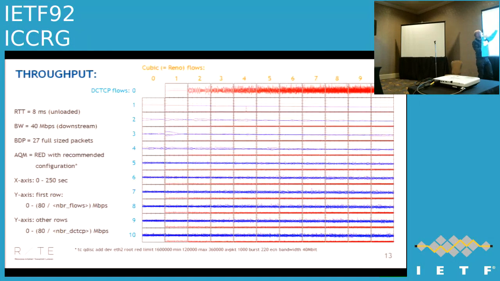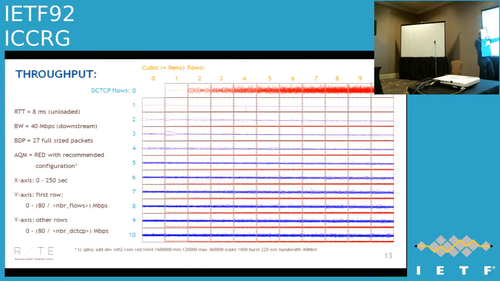Next slide. We then did the real experiments, so we made all the combinations from 1 to 10 data center TCP flows, with 0 to 10 Reno or cubic flows. I have to note that in our settings, cubic behaves as Reno, because the round trip time is very small. It falls back to Reno if the BDP is too small, so we didn't see any big difference. We tried both.